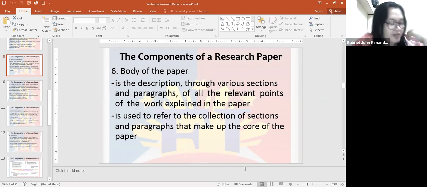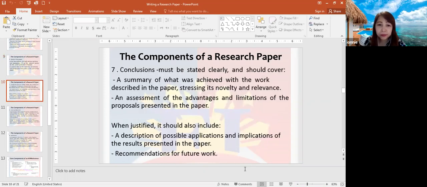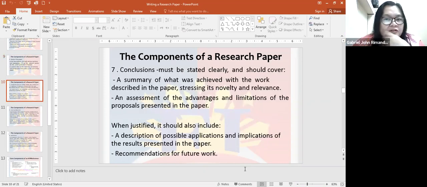And then the discussion will be the impact of the results as a whole. Then after the discussion, we have the conclusion. Okay, so let's proceed to the conclusion. The conclusion must be stated clearly and should cover a summary of what was achieved with the work described in the paper. So summarize your conclusion using, let's say, the most significant and the least significant.